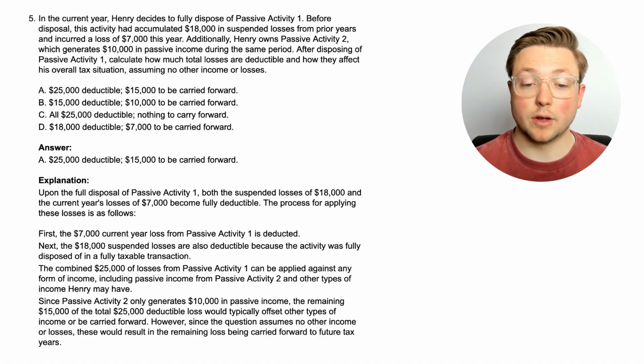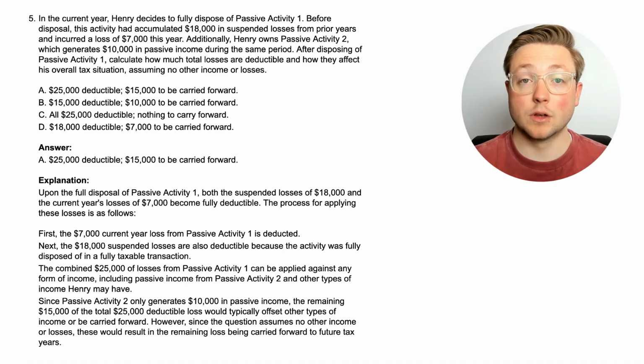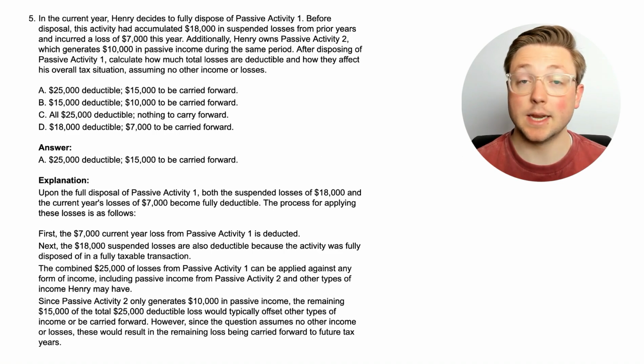Upon the full disposal of passive activity 1, both the suspended losses of $18,000 and the current year's losses of $7,000 become fully deductible. The process for applying these losses is as follows. First, the $7,000 of the current year loss is available to be deducted, and then also the $18,000 of suspended losses are deductible now because the activity was fully disposed of in a fully taxable transaction. So the combined $25,000 of losses from passive activity 1 can be applied against any form of income, including passive income from passive activity 2 and other types of income Henry may have.